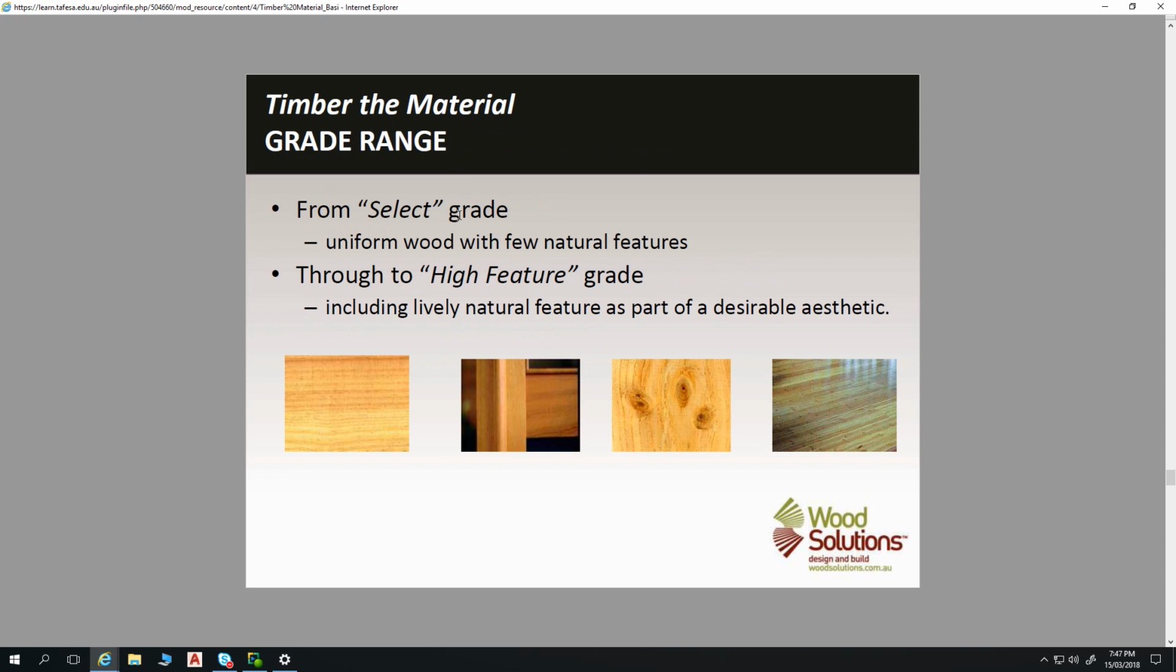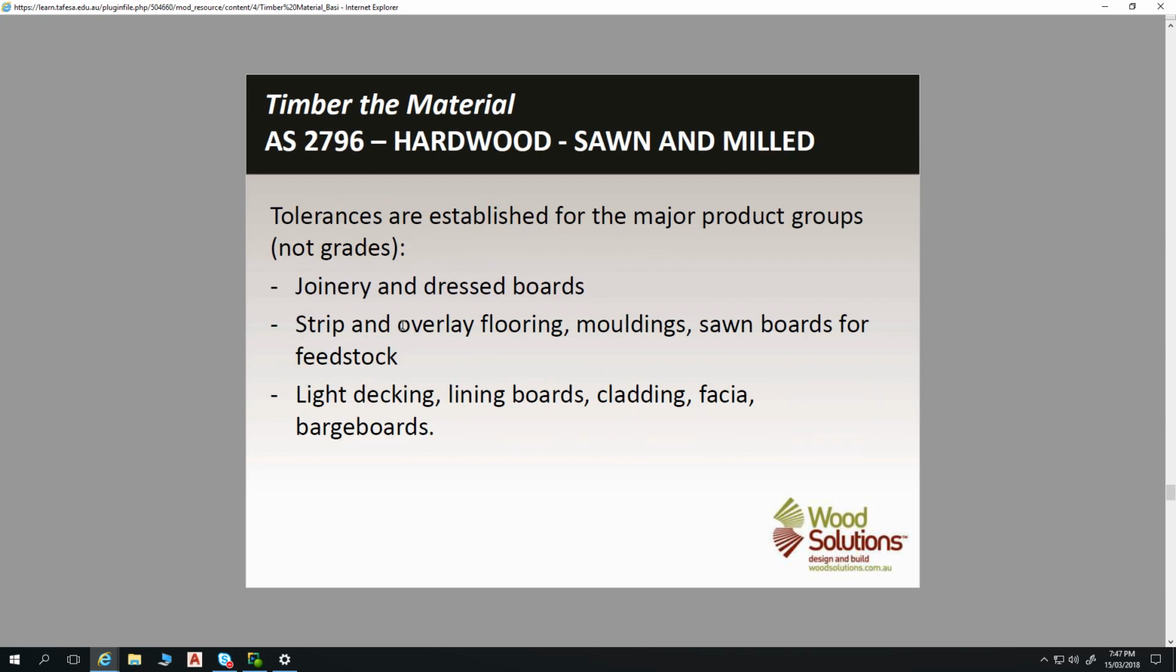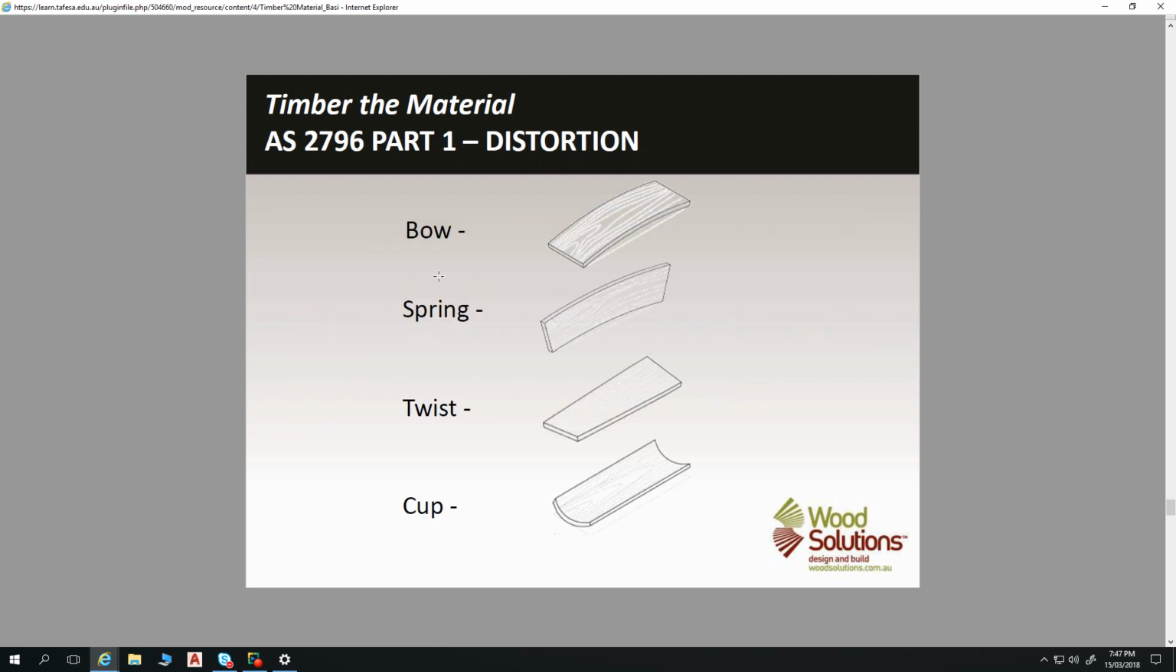So grades range from select grade, uniform wood with few natural features, through to high feature grade, including lively natural features as part of the desirable aesthetic. Tolerances are established for major product groups, like grades, so joinery, dressed boards, strip overlay flooring, etc., light decking, ironing boards, things. So, oh, there we go. Bow and spring, twist and cup.